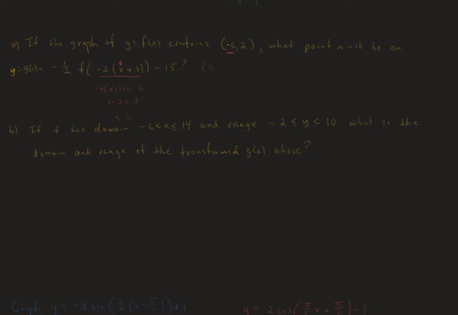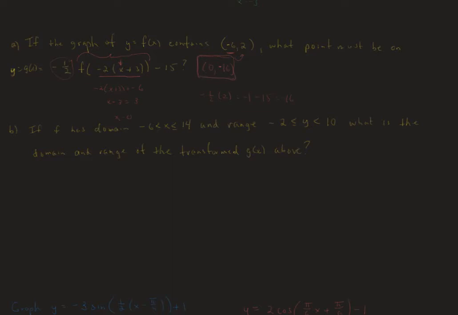Now, once we plug in 0, then 0 plus 3 is 3 times negative 2 is negative 6. That's going to make the y value be 2. So f of negative 6 is going to be 2. That will then get multiplied by negative 1/2. So we're going to get negative 1/2 times that 2, which will be negative 1. And then we'll subtract 15 from that, which will get us to negative 16. So our point is going to be 0, negative 16.